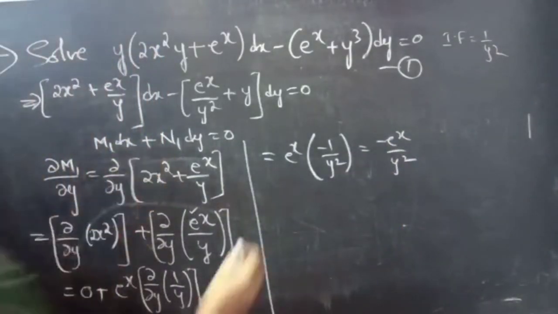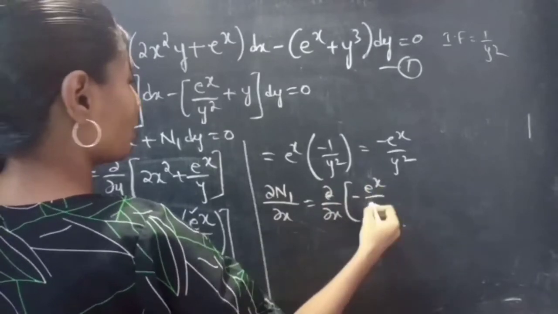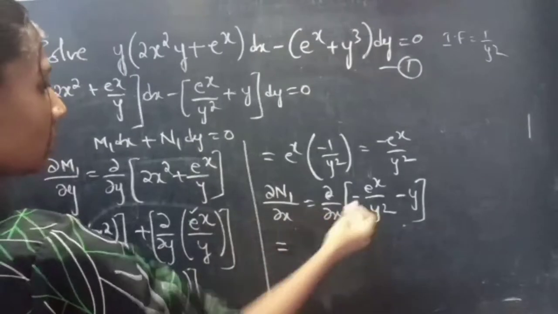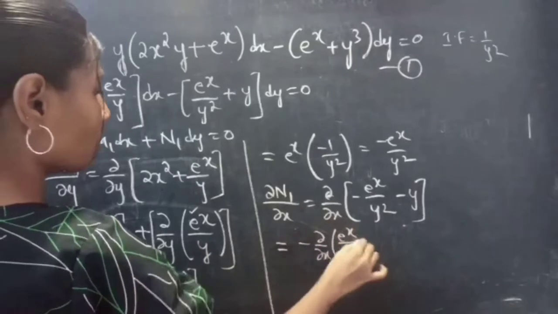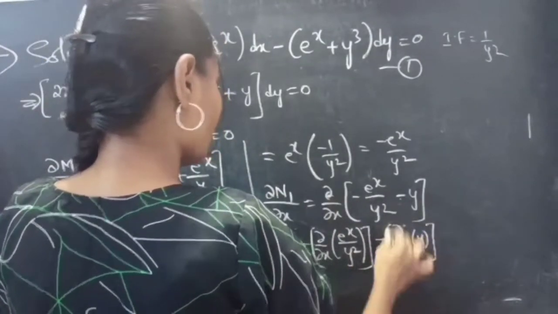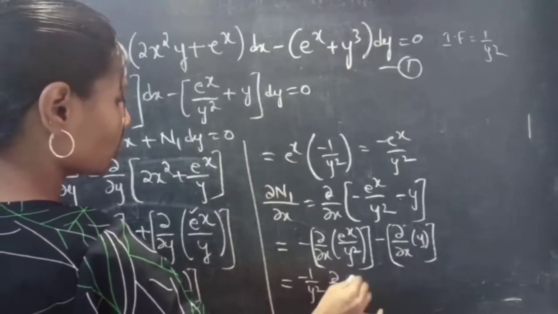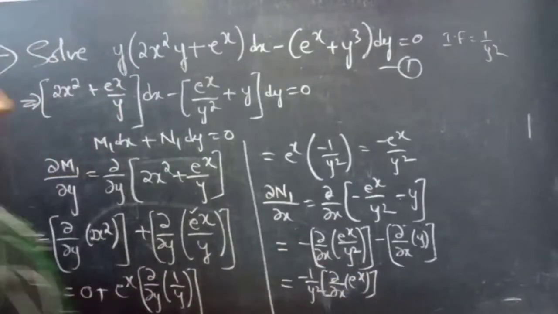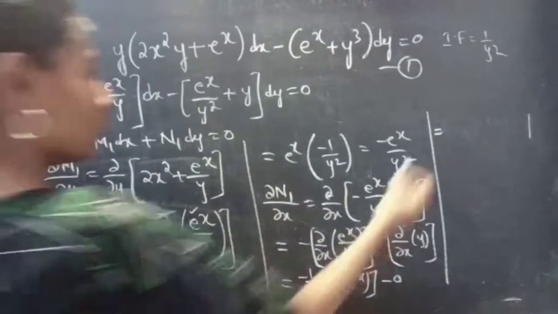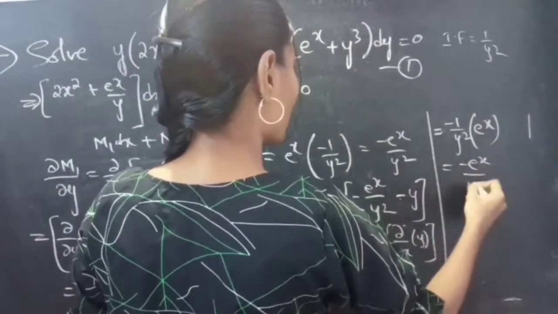Now let's find the partial derivative of N1 with respect to x. Equals dou by dou x of, for N1, minus e power x by y square minus y. Since we are doing partial derivative with respect to x, y will be treated as constant. This equals minus partial derivative of first term e power x by y square with respect to x minus partial derivative of y with respect to x. Here 1 by y square is constant, so you can write this as minus 1 by y square into partial derivative of e power x with respect to x, minus partial derivative of y with respect to x, which is 0. This equals minus 1 by y square into e power x, which is minus e power x by y square.